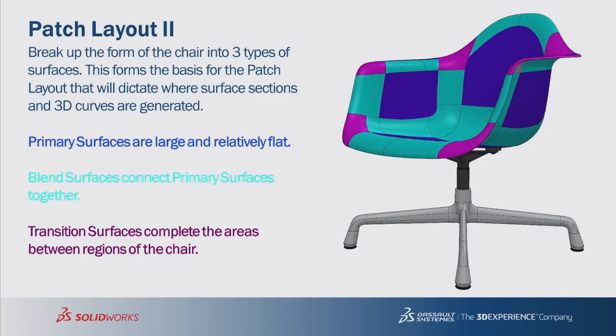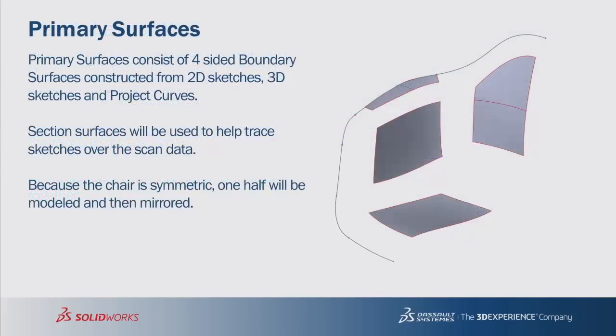So here is the other instance of patch layout. To start a model like this, I've got to plan it out. I need to know where the big flats are, because once I've got the big flats roughly to shape, it's an easy matter of creating blend profiles and building boundary surfaces between them. Those are the blue, the primary surfaces in this screenshot, and the aqua, the blend surfaces. They collect primary surfaces together. The last are the magenta faces, and those are transition surfaces that complete the different regions of the chair, and they're usually the trickiest, so we leave them for last.